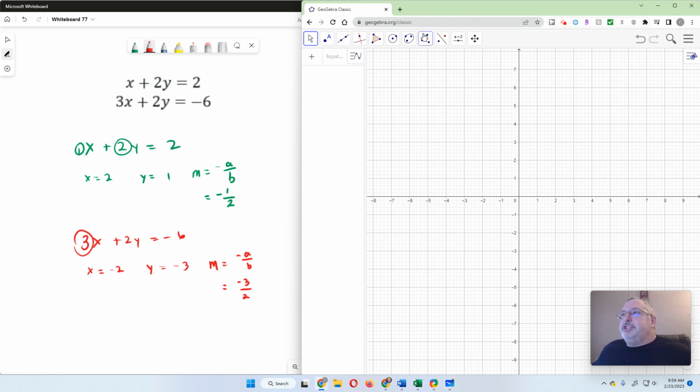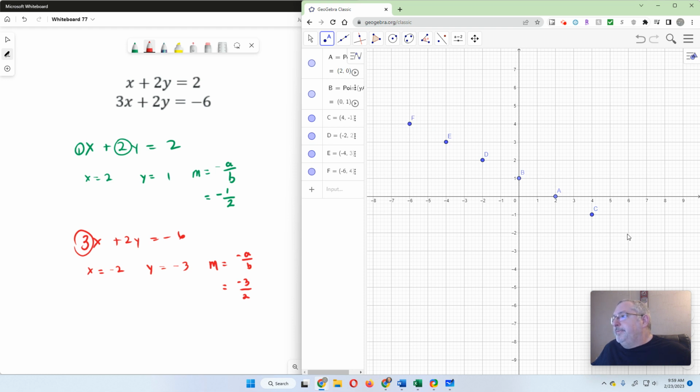I'm using GeoGebra just because it's quick and easy for me. If I use this point tool, I can plot these points here. So I can plot x equals 2 right there. I can plot y equals 1 right there. And now I can use the slope to find other points. Now remember, you can use the slope both directions. I can go down 1, right 2 and find points, or I can go up 1, left 2. And sometimes you need to go both directions. So there is a series of points, and that's going to be all of the points for that line.